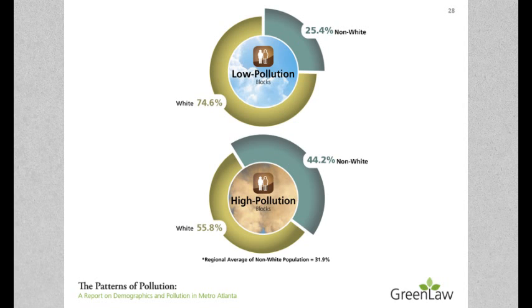High pollution blocks with 9 or more pollution sources within the block had on average a non-white population of 44.2%. And you can compare that with the regional average of 31.9%. And the racial composition of these blocks tells us that the blocks with the most pollution, at least in this region, have almost twice as many minorities as do those with no pollution points.